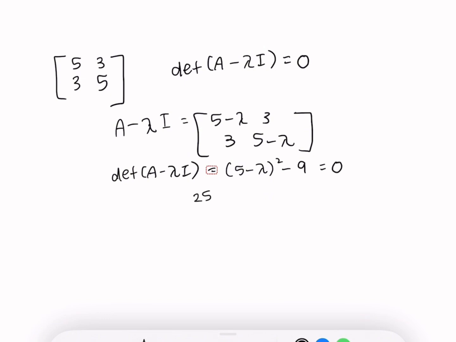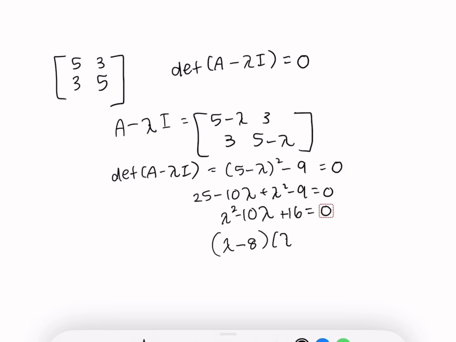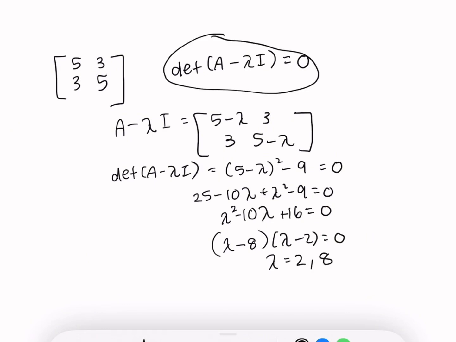And then we can just factor it out. We can factor this into (lambda minus 8) and (lambda minus 2). So we know that the eigenvalues are 2 and 8. This equation here is just the characteristic equation, and a scalar lambda will be an eigenvalue of the n by n matrix A if and only if that scalar lambda satisfies this characteristic equation.